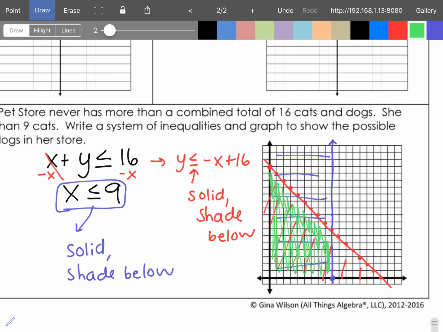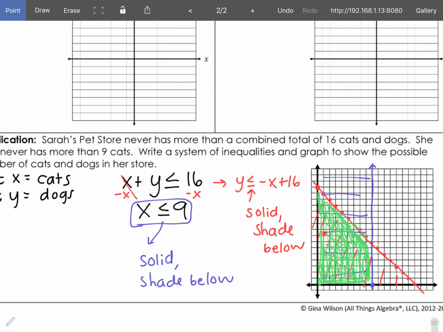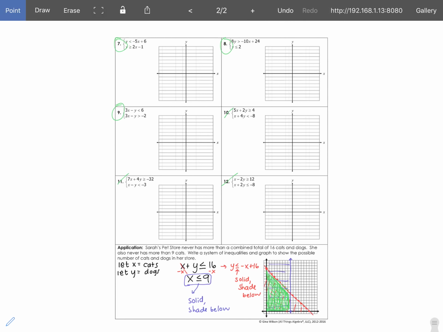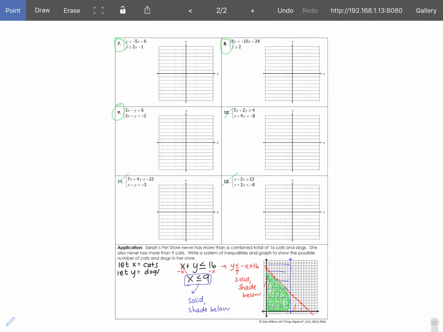So that means any one of those points is going to satisfy, or be true for, both equations. So it doesn't matter if you plugged it into this equation or this equation. If you plug in any point in this green region, it's going to be true for both equations. So this is all of the possible number of cats and dogs in her store. Okay, so try numbers 7, 8, and 9. Okay, and see how you do. And then come and check with me.